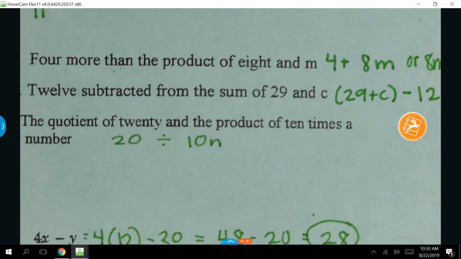And then number 24, quotient of 20 and the product of 10 times a number. So it should be 20 divided by 10n, or whatever variable you chose. Good? Okay.